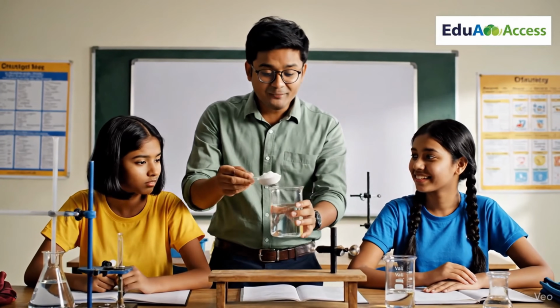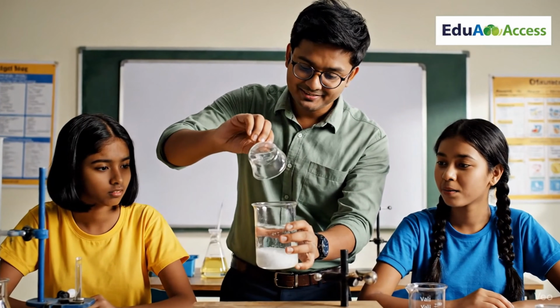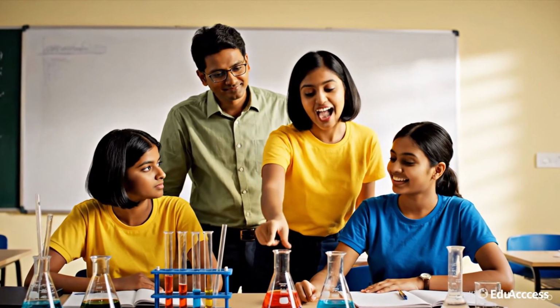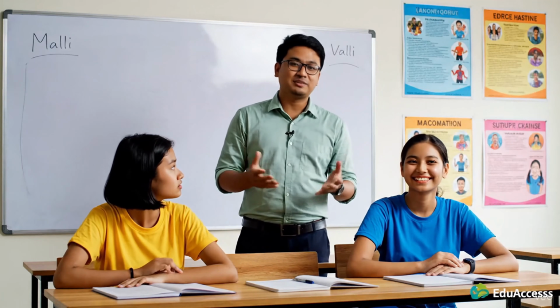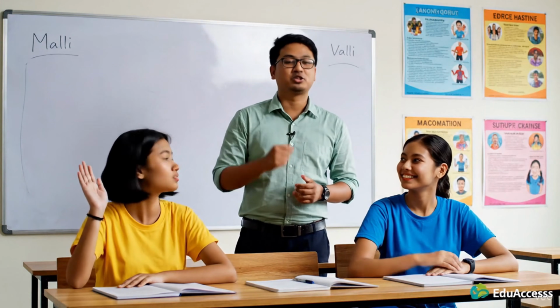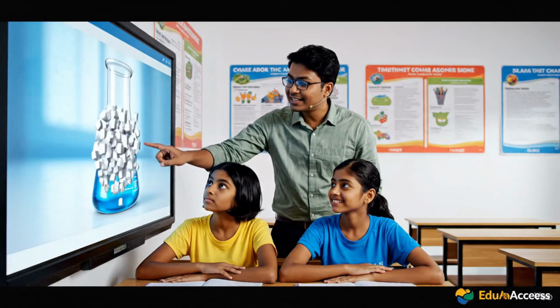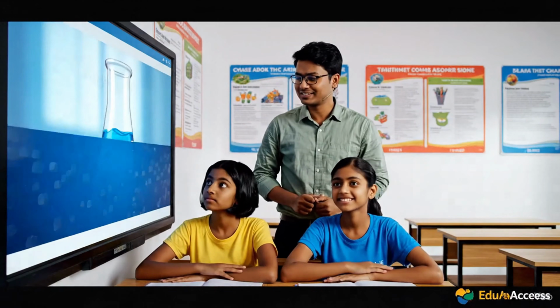Now watch. I'll mix salt into this glass of water. What happens? It dissolves completely, sir. Yes, that's correct. It is now a homogeneous mixture, and everything looks uniform. As you can see, the salt particles are spreading evenly throughout the water. This is what we call a homogeneous mixture.